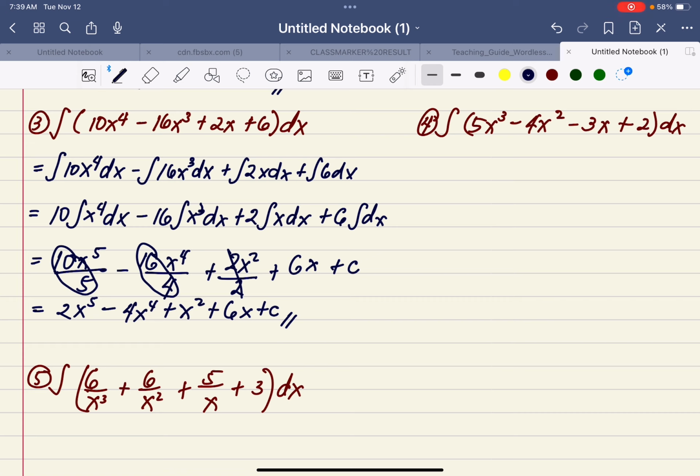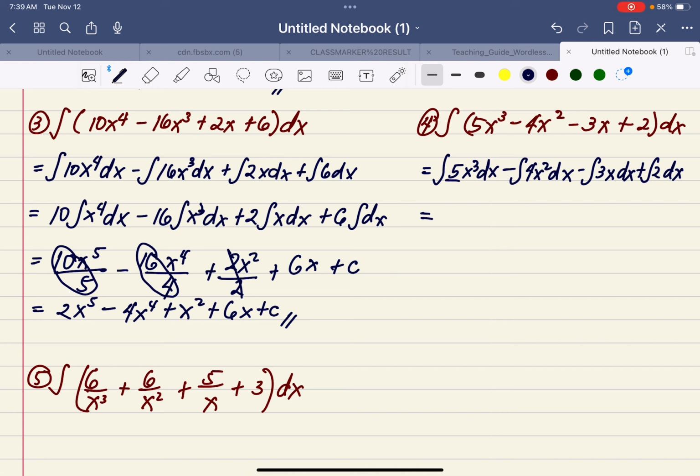Number 4. Antiderivatives of 5x cubed minus 4x squared minus 3x plus 2. Okay. Distribute the integral symbol. That will become integral of 5x cubed with respect to x minus integral of 4x squared with respect to x minus integral of 3x with respect to x plus integral of 2 dx.